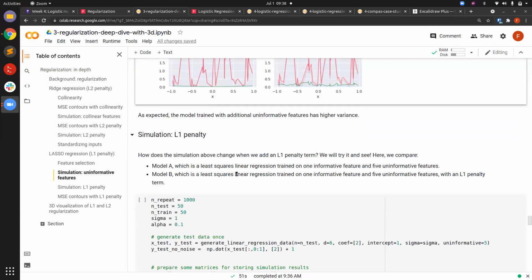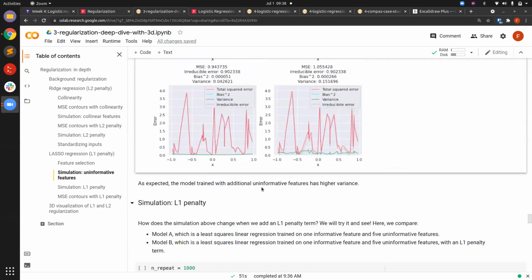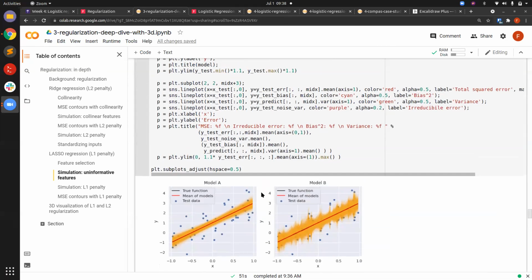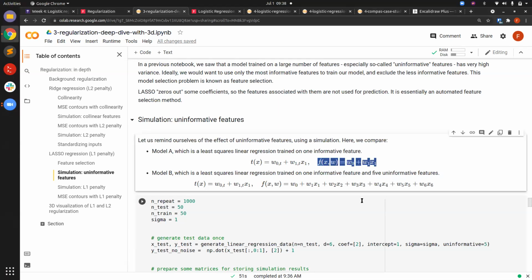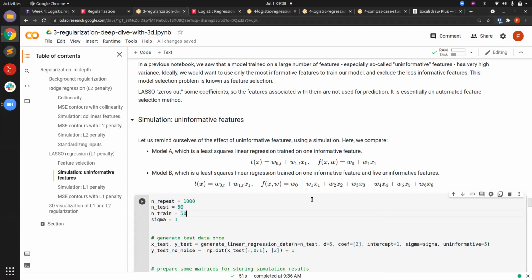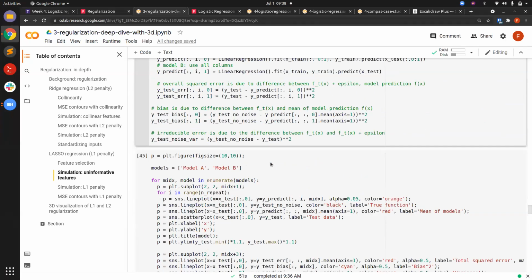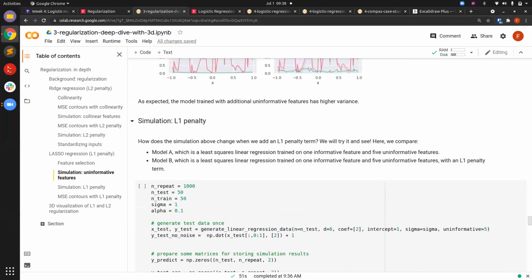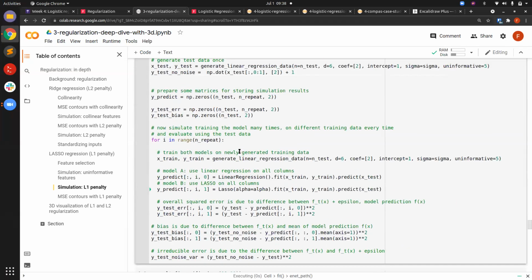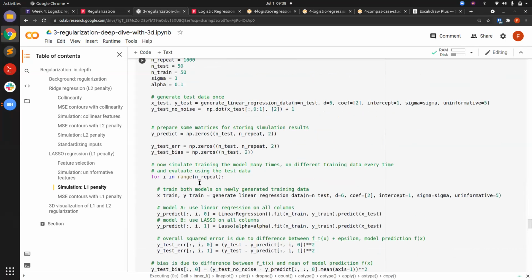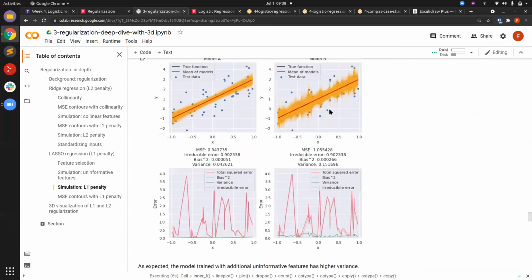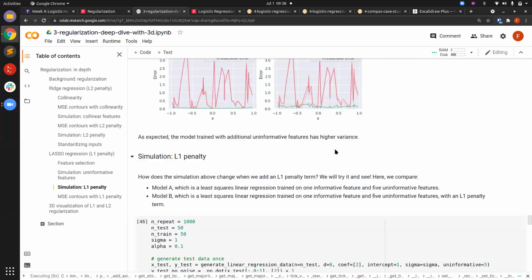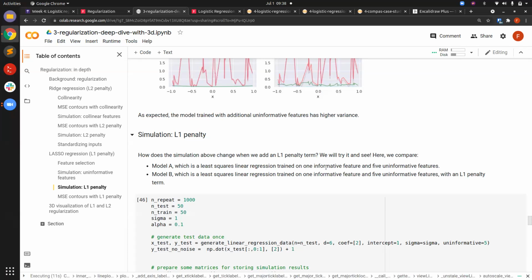So let's see how the L1 penalty helps with that. So we're going to try two models here, but now we're going to add an L1 penalty term to our loss function for training the model. So I'm going to relaunch the poll. And you're going to tell me how you think the results will look. It's not going to be the same two models. It's going to be this model again, model A, which is just the same thing. Model B is with an L1 penalty term.